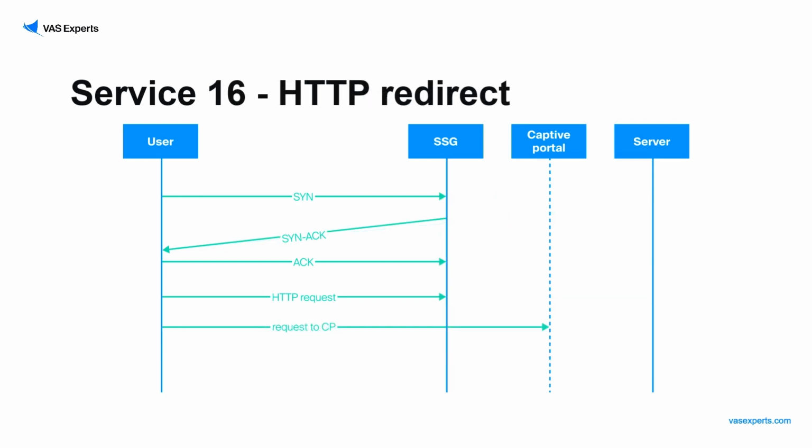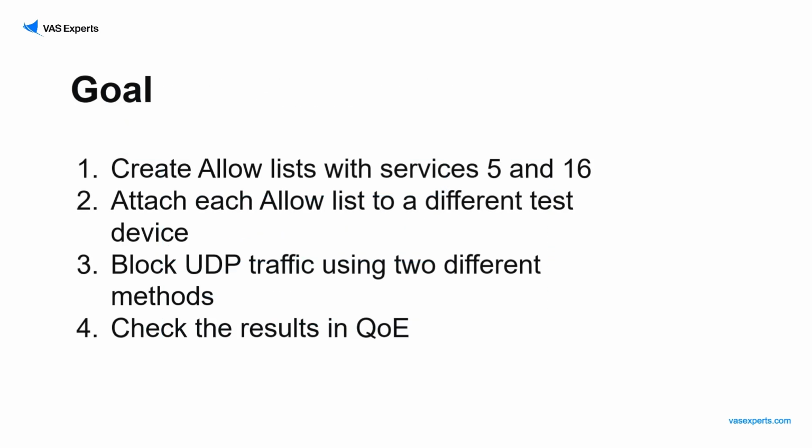SSG responds to TCP SYN requests and performs an HTTP redirect if there's any attempt to access resources outside of the allow list. Next, we will create allow lists with services 5 and 16, attach each of them to a different test device, block UDP traffic two different ways, and check the result in the statistics. Firstly, we will set up the fifth service.